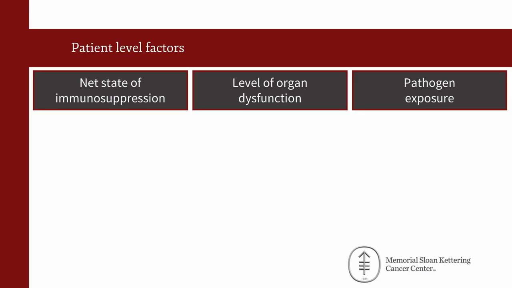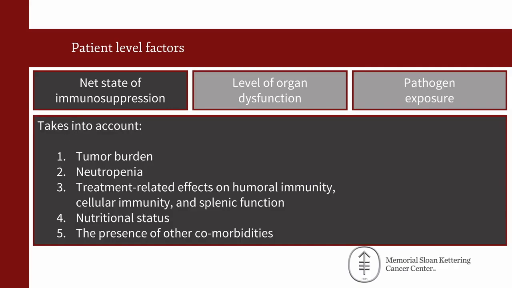Cancer patients are not a homogeneous group in terms of infectious risk. Patient-level factors dictate an individual's infectious risk. These include the net state of immunosuppression, the level of organ dysfunction, and pathogen exposure. The net state of immunosuppression takes into account tumor burden, neutropenia, treatment-related effects on humoral immunity, cellular immunity, and splenic function, nutritional status, and the presence of other comorbidities.